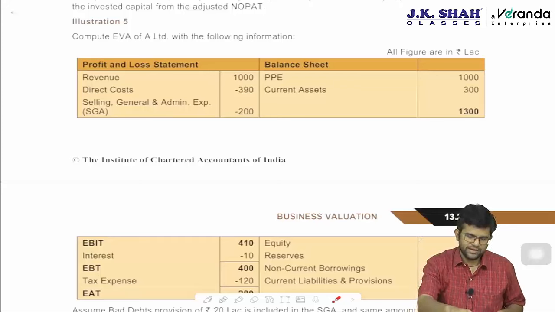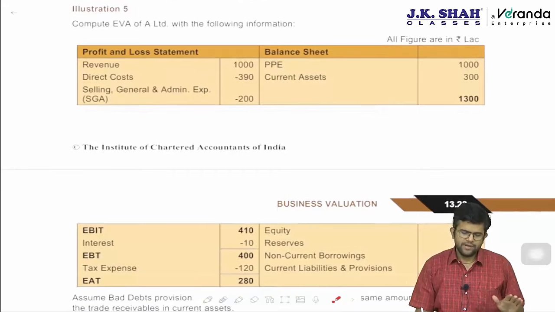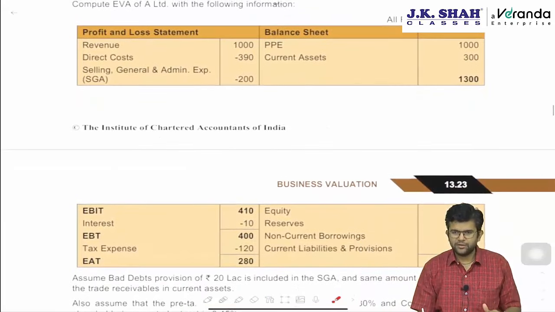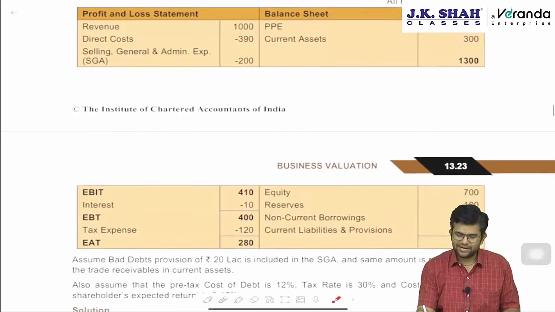So what are they saying? They are saying compute EVA with the following information. Now they have given you the P&L on the left side and the balance sheet on the right side. I hope you will not say, sir, 280 is not tallying with 1300. They are two different concepts. This is a balance sheet and this is a P&L. 1300 tallies here. See.